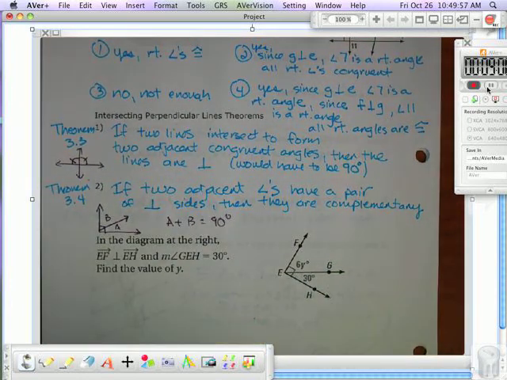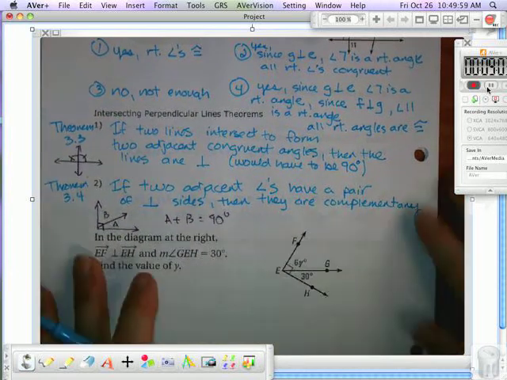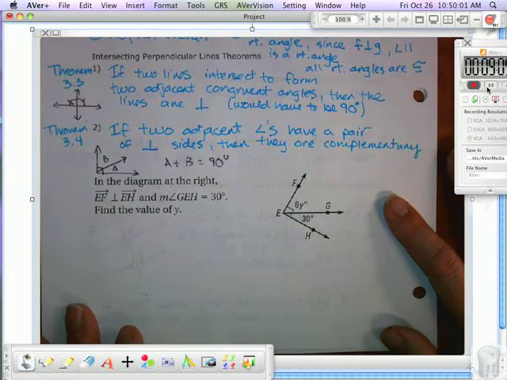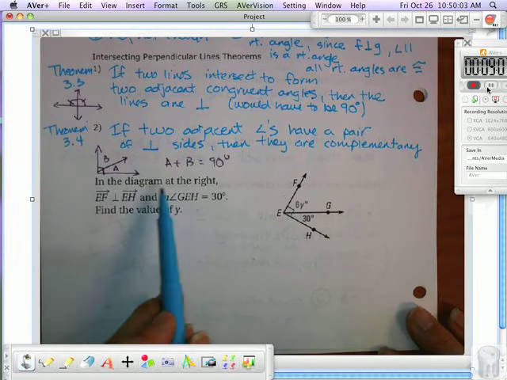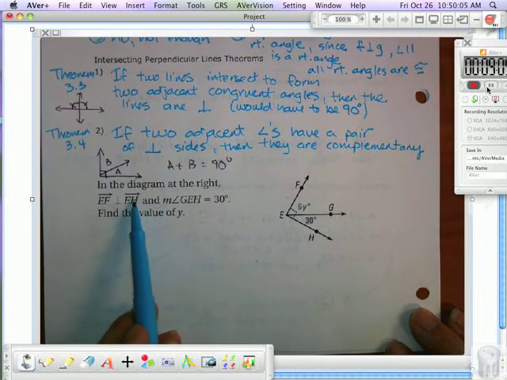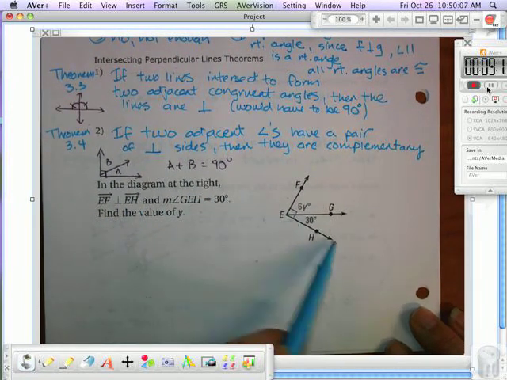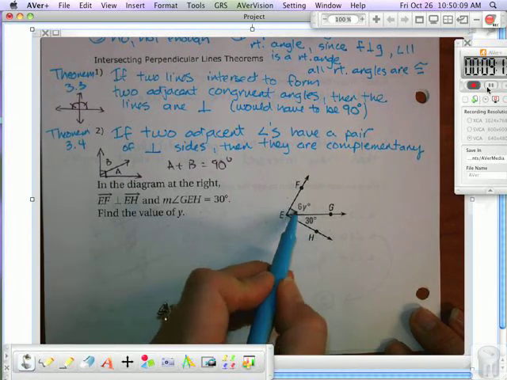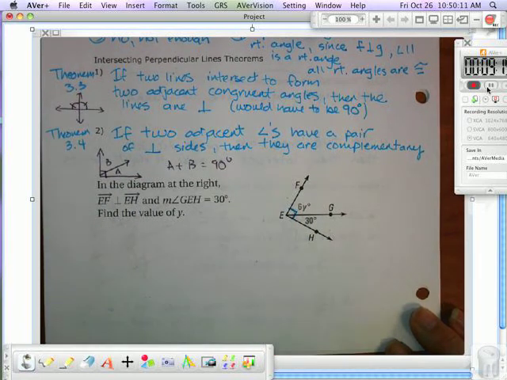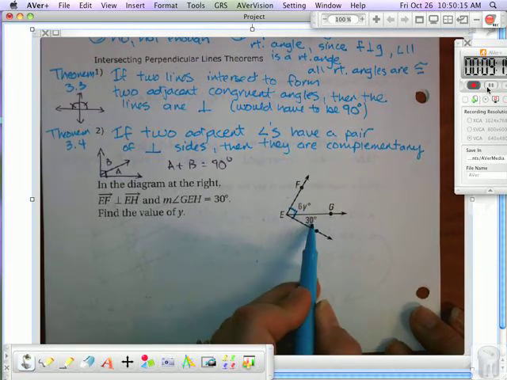All right, so we're going to use the same knowledge that we used before, and we're going to solve for y here. In the diagram at the right, ray EF is perpendicular to EH. Basically, I know then that this means that this is how many degrees? 90. And if GEH is 30, find the value of y.